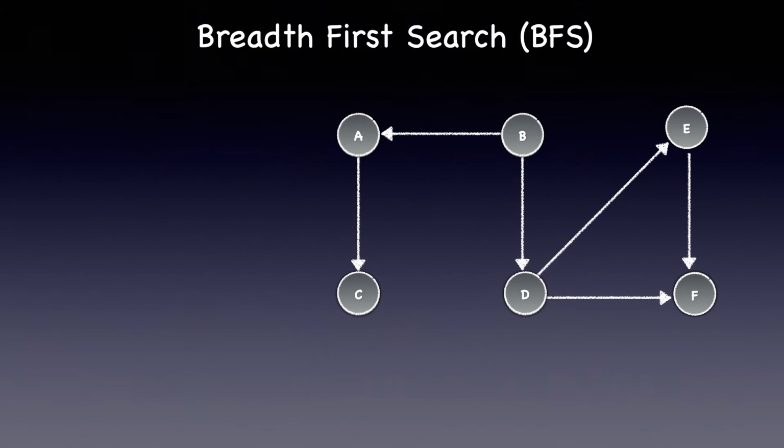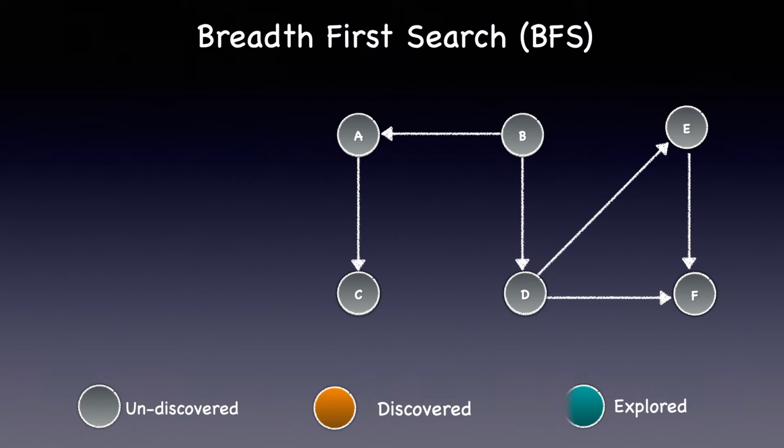Here is another graph where we will observe the progression of the breadth first search algorithm. Initially, all nodes within the graph are shaded gray, denoting their undiscovered status. A node is considered discovered upon its first encounter during the search, whereby the node color changes to orange. Upon discovering all its neighboring nodes, the node's color transitions to green to indicate that the node has been explored.